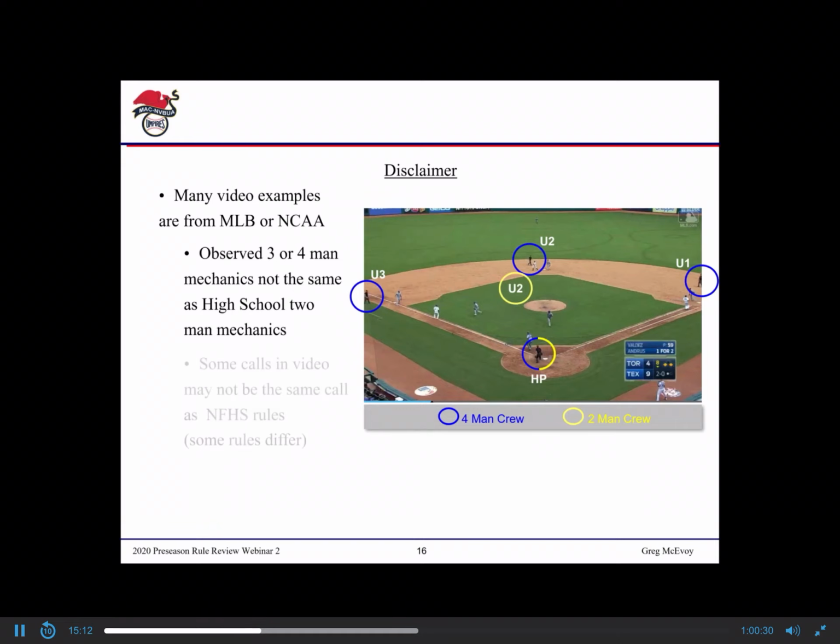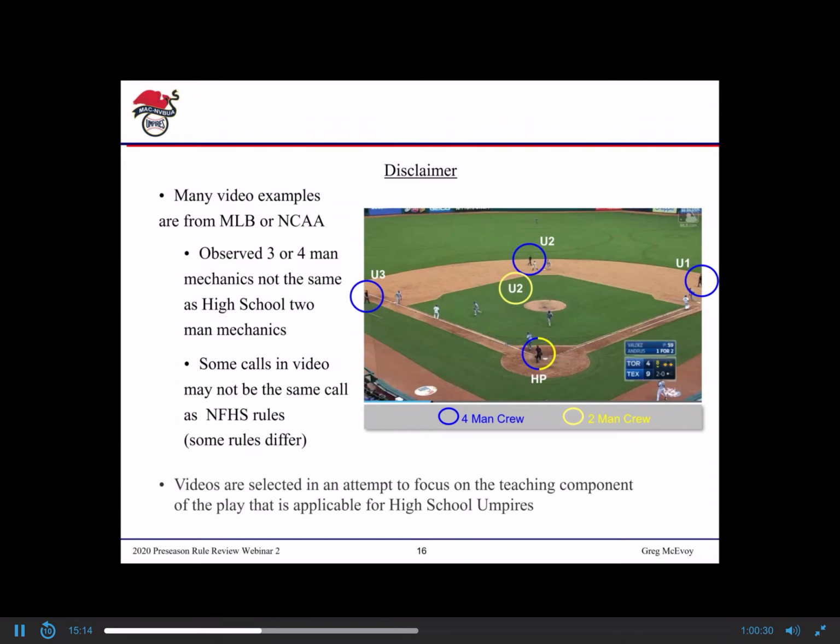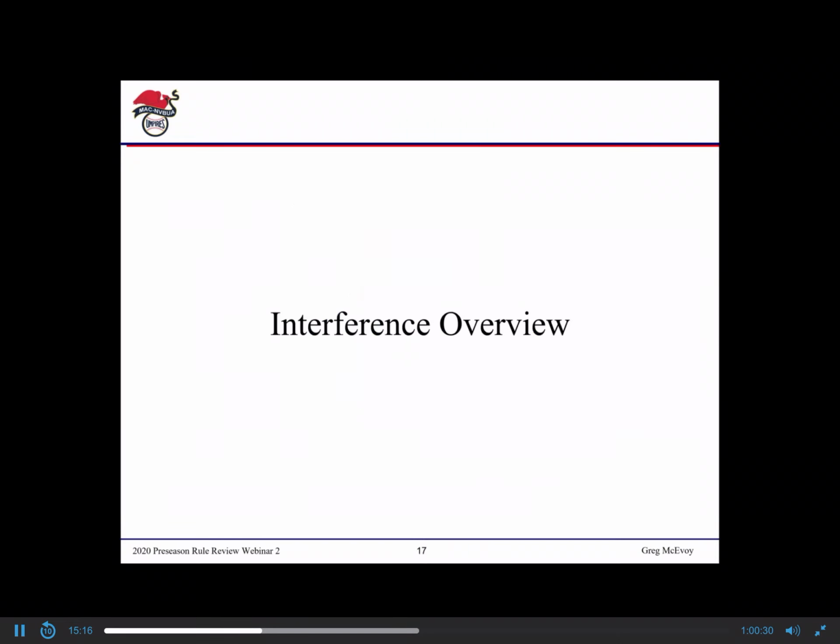So we went through that. Okay, now let's go ahead and get into interference. But before I do that, I'll stop and ask if Norm or Tim have any questions that have come in at this point in time.